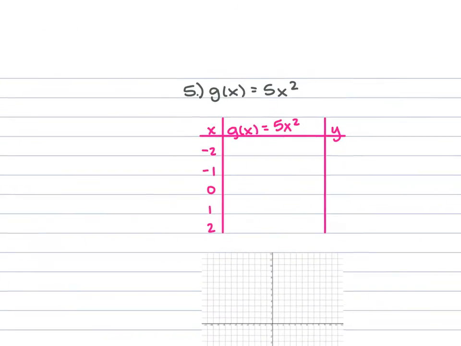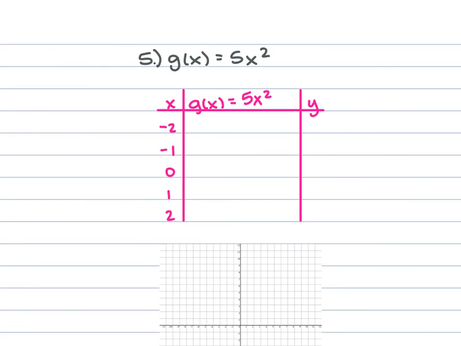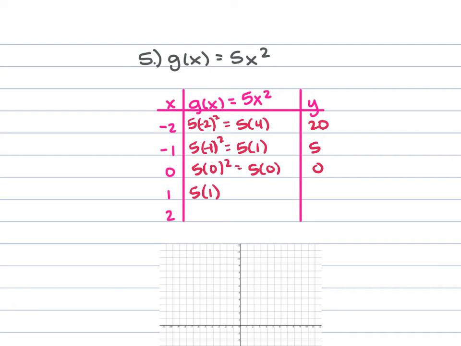For 5, we have g of x is equal to 5x squared, so we're going to use negative 2, negative 1, 0, 1, and 2. So we have 5 times negative 2 squared is 5 times 4, that's 20. 5 times negative 1 squared is 5 times 1, which is 5. 5 times 0 squared is 5 times 0, which is 0. And 5 times 1 squared is 5 times 1, which is 5 again. And 5 times 2 squared is 5 times 4, which is 20 again.